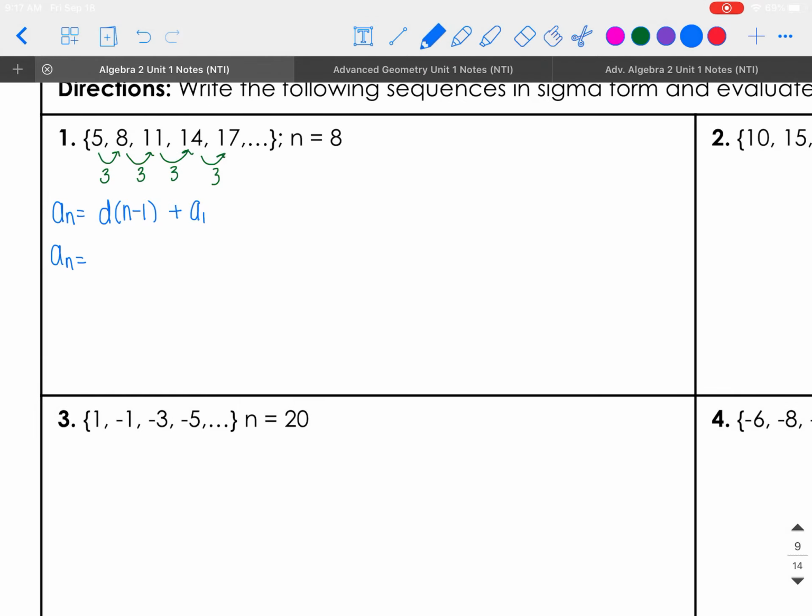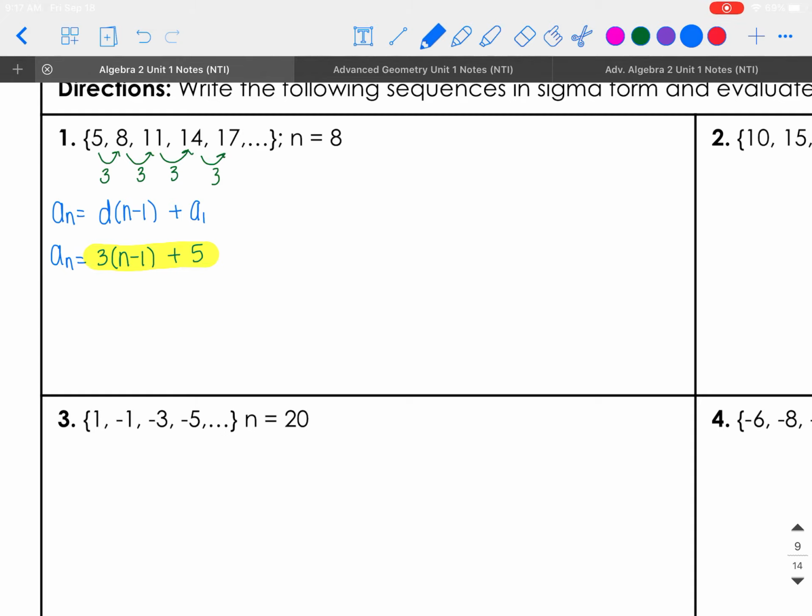So a_n equals, that common difference is 3, (n minus 1), plus, and then we write our first term, which is 5. And this is the formula that we're going to put in sigma. I am not going to require you all to distribute that 3 and solve. You can just leave it like this, the 3 with the parentheses. You don't have to distribute. You don't have to turn it into like 3n plus 2. You can leave it. That'll make it easier for you.